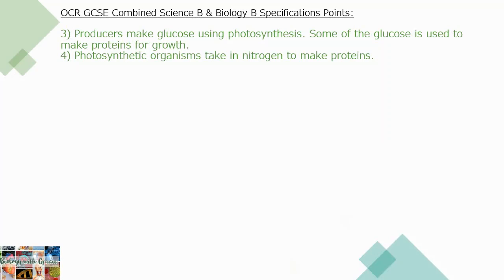So producers and photosynthetic organisms, so plants for example, need to obtain nitrogen and glucose in order to produce amino acids. Amino acids are therefore important for protein synthesis, so without nitrogen and glucose, amino acids wouldn't be able to be made and protein synthesis wouldn't be able to occur.